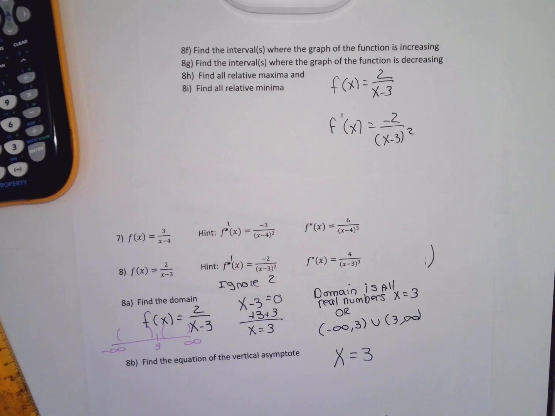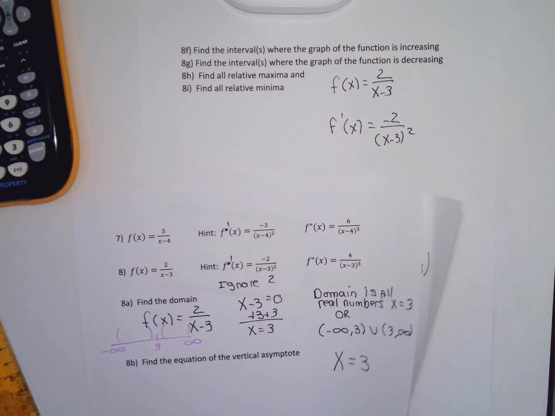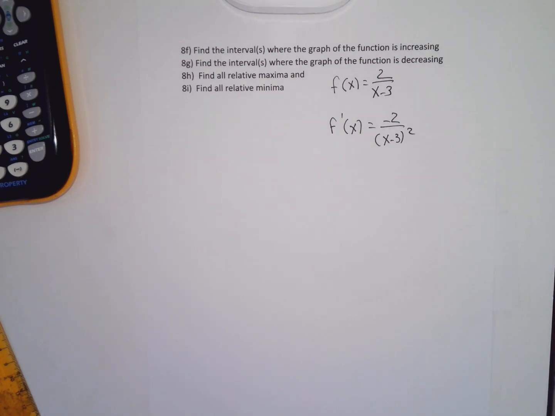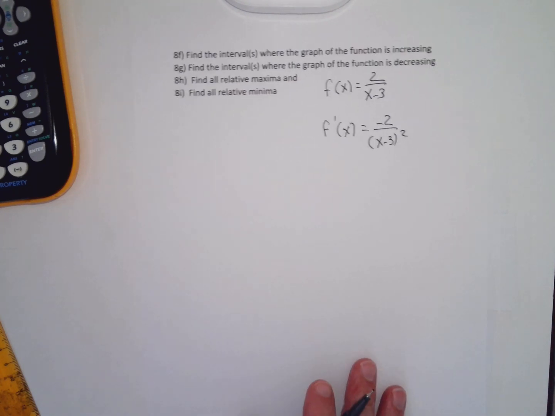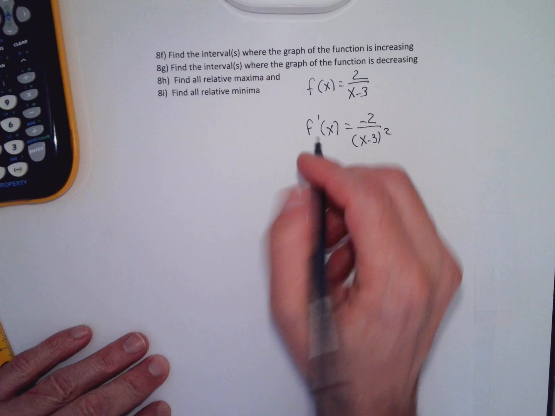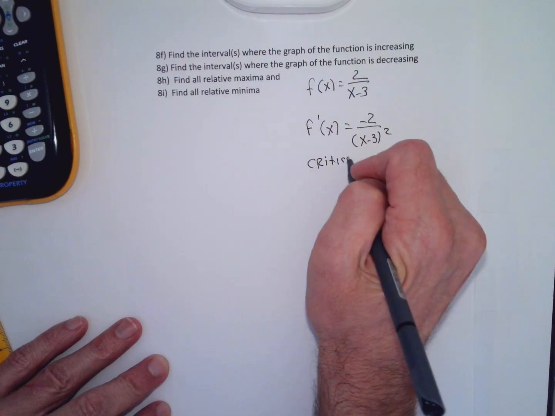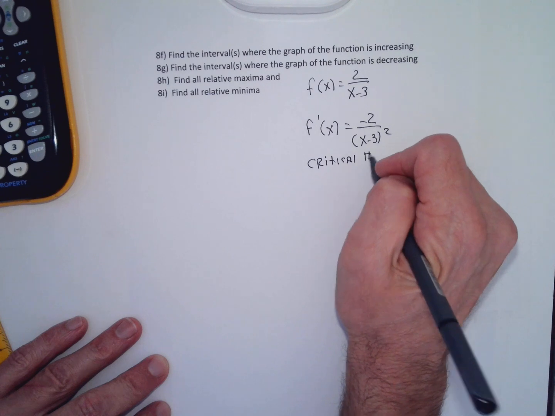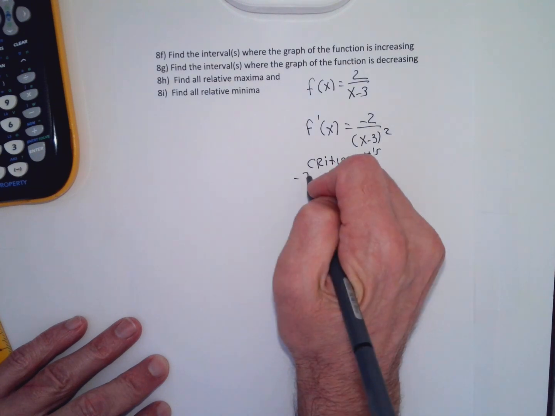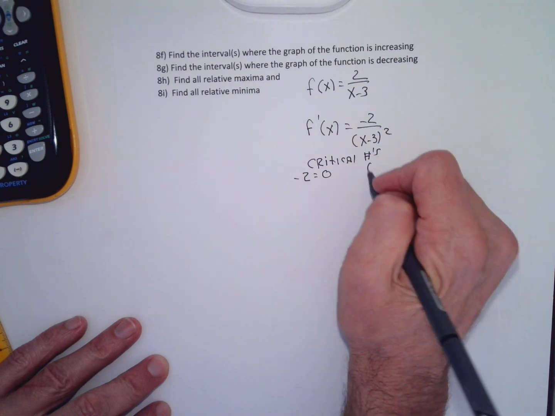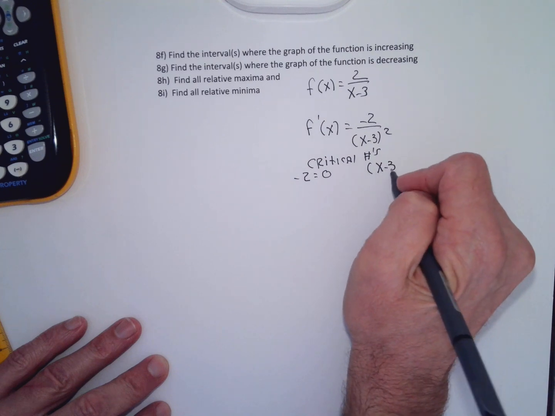That's a big deal. It's going to make my life so much easier than having to calculate that. So let me do all the work with the first derivative to get the increasing and decreasing intervals, the maxes and the mins. To get my critical numbers that go on my number line when I have a fraction, I set the numerator equal to 0 and I set the denominator equal to 0.